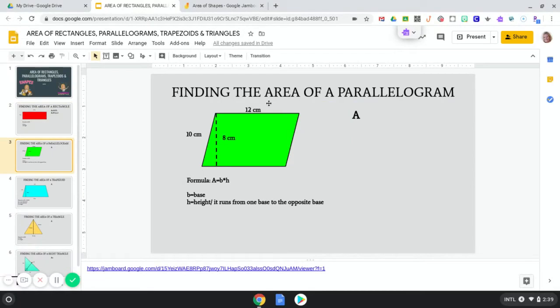Okay, the next thing we're going to do is find the area of a parallelogram. You will notice that the formula is the exact same. It is area equals base times height. Now, the difference here is that the height is what runs from one base to the opposite base. So here's a base and here's a base. So it is going to be what runs between those two bases.